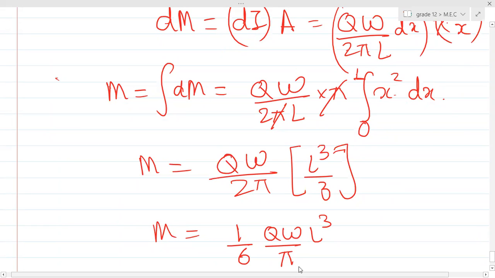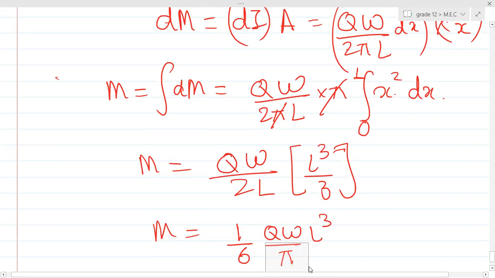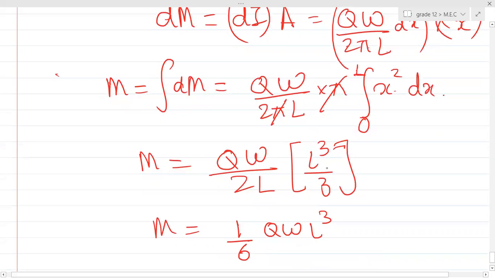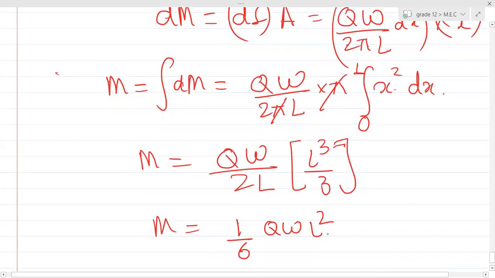Yes, sir. So there was another L, right? Yeah, the pi got cancelled, no? The 2 pi L and this pi got cancelled, and there was this L. So basically, will it become this? Yes or no? Yes, sir. Pi and pi got cancelled. L was there. One L and one L will get cancelled. So magnetic moment is coming this.